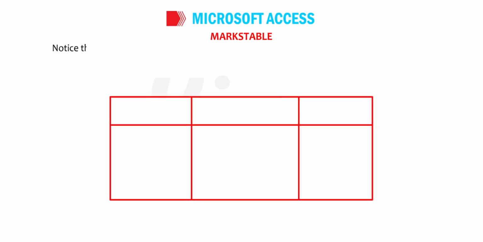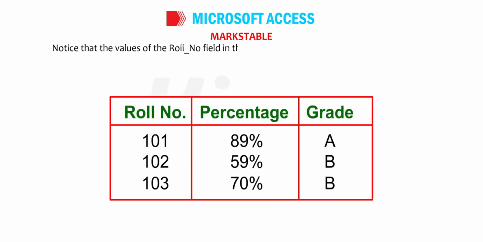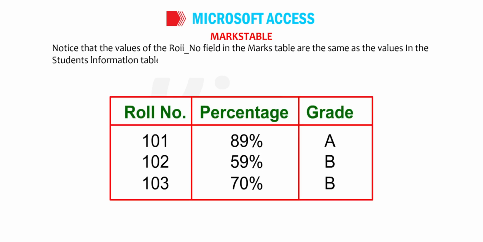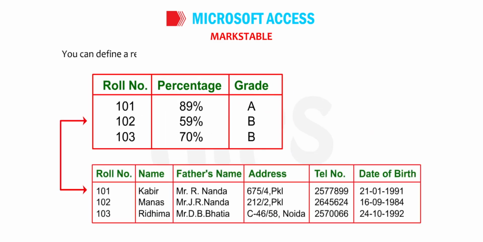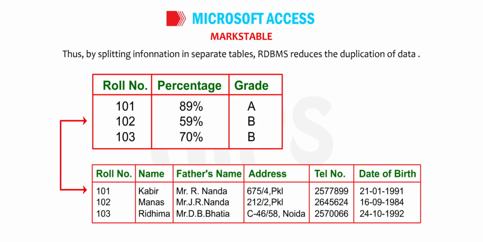Marks Table. Notice that the values of the roll number field in the marks table are the same as the values in the Students' Information Table. You can define a relationship between both the tables using a common field, that is, roll number. Thus, by splitting information in separate tables, RDBMS reduces the duplication of data.